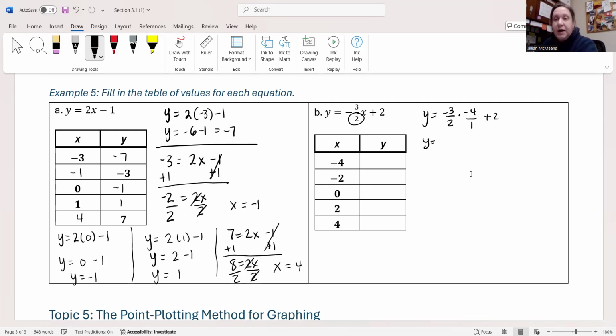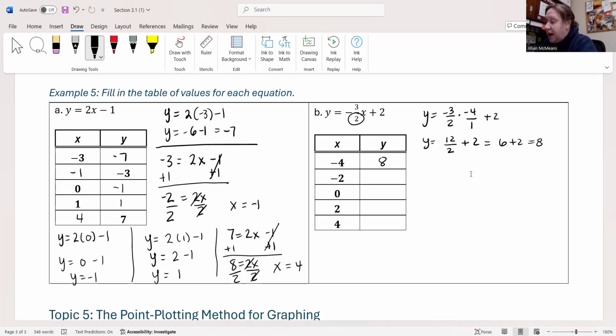Now, here's where having chosen values for x that are divisible by 2 is really nice. When I multiply across for this fraction, I get negative 3 times negative 4 is positive 12. And then I get 2 times 1 is 2. And 12 divided by 2 is just 6. So I get 6 plus 2 is 8. So I was able to get a nice integer value for y.